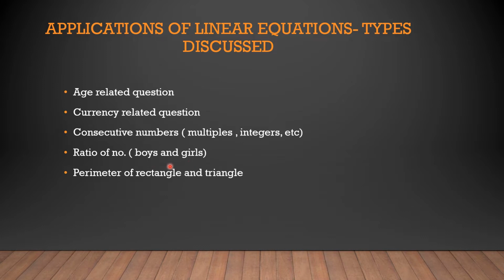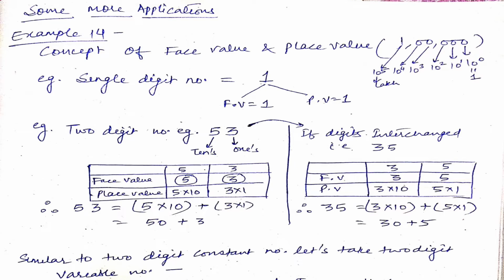Okay. Then, last, we discussed a type where the perimeter of a rectangle and triangle was to be found. In this case also we solved very easily. Today we will see one or two more types of application of linear equations. So this one, a two-digit number. Example number 14. Before the example, first of all, let's see the concept.